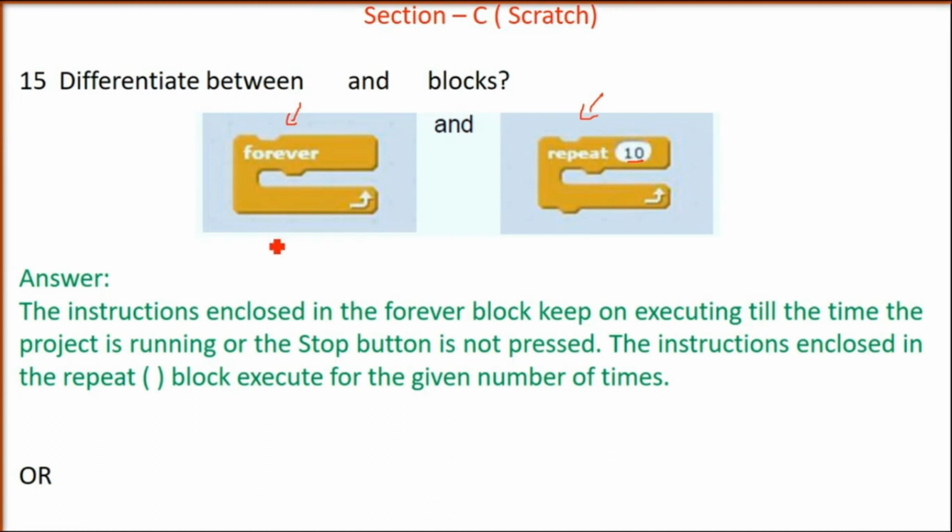Whatever instruction we have inside forever will execute again and again until the project is stopped, or you press the stop button to close it. So this goes on and on, an infinite loop. When we come to repeat, it's given 10; you can have 20, 30, whatever number you want to write. This will run only 10 times.